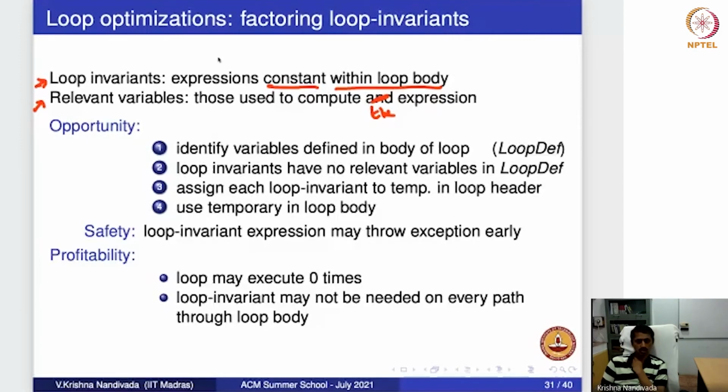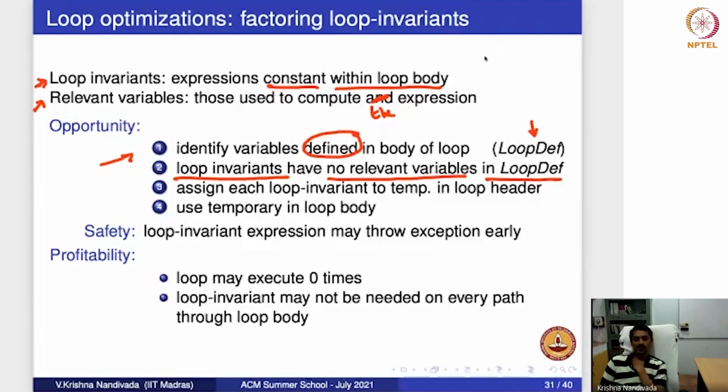So first, to do loop invariant code motion, what will I do? I'll first identify the variables which are defined in the loop. Defined as in written to. I will call that set loop def. Now I will pick an expression and check if it is a loop invariant. How will I know it's a loop invariant? A loop invariant will have no relevant variables in loop def.